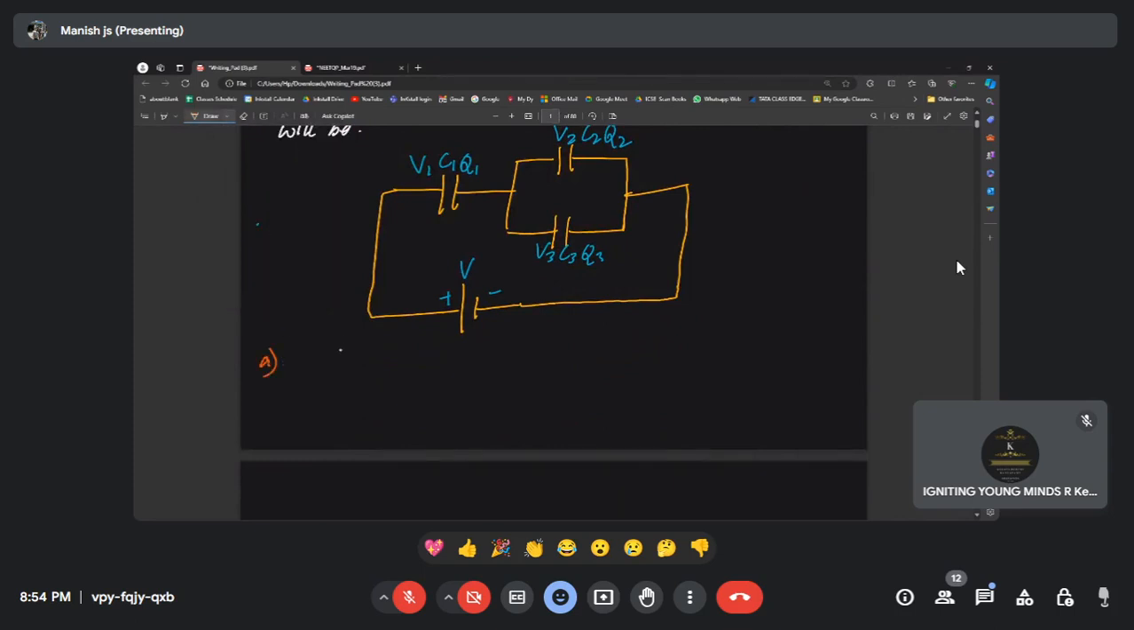First one, option A: Q1 is equal to Q2 equal to Q3, and V1 is equal to V2 is equal to V3 is equal to V. Option B: the first charge is equal to the sum of the other two charges, so Q1 is equal to Q2 plus Q3, and V is equal to V1 plus V2 plus V3.